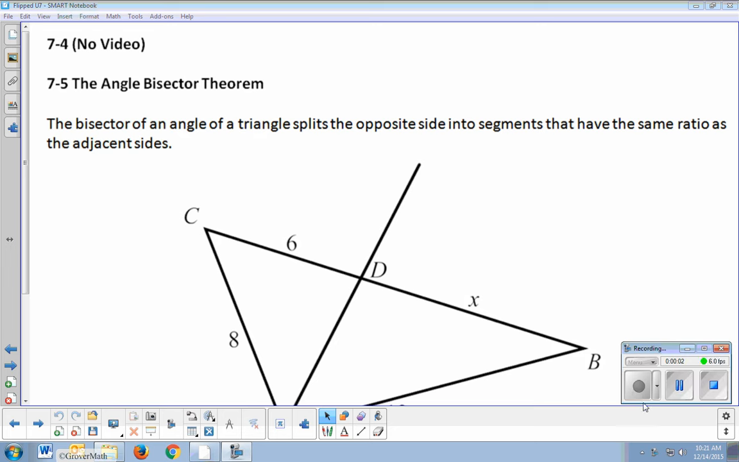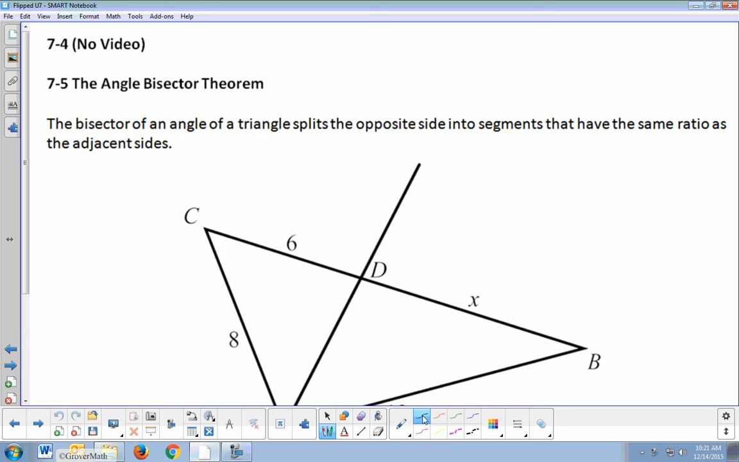Geometry, Unit 7, Section 5, the angle bisector theorem. There is no video in this series for Section 4, so if you're looking for that, you're not going to find it. But for Section 5, we have the angle bisector theorem, and you're in the right place.